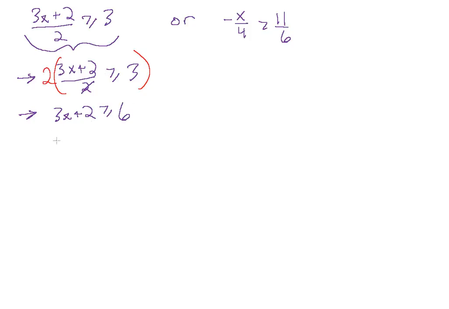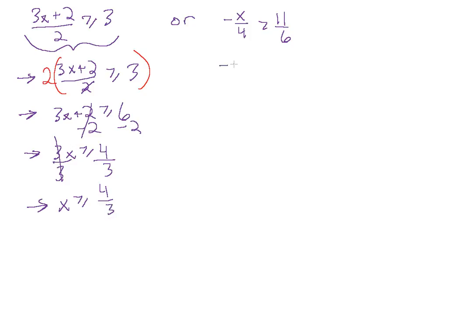Now we have our variable on the left side, we can move everything to the right side, so let's subtract both sides by 2. We have 3x greater than or equal to 6 minus 2, which is 4. And we can simply finish off by dividing both sides by 3. That'll give us x is greater than or equal to 4/3. All right, let's take a look at the next one.